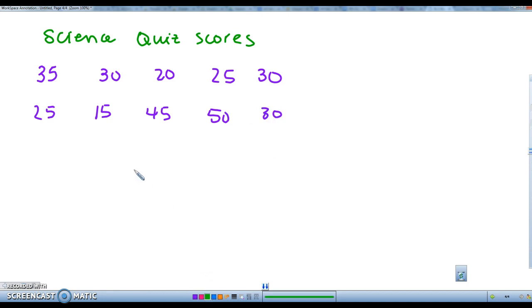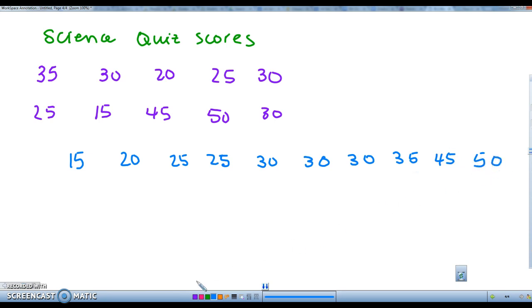So the first thing I want to do, of course, is to line them up from least to greatest. So 15 is going to be my least. Then 20, we have 2 25s. We have 3 30s. Yep. A 35, a 45, and our highest score of a 50.